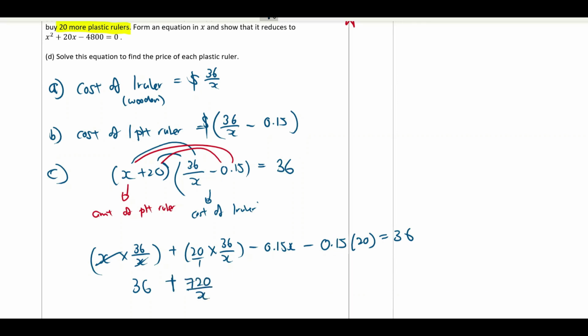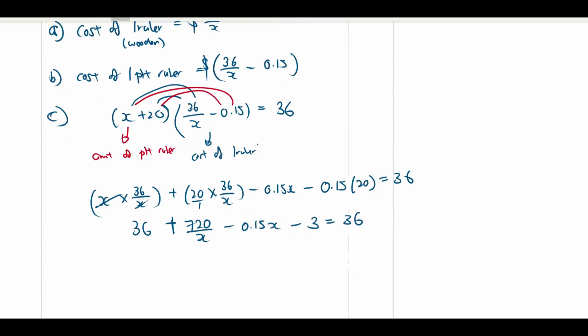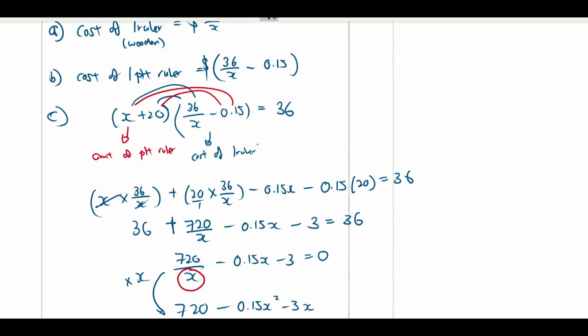36 times 20, 720 over x, minus 0.15x minus 3. Okay, 0.15 times 20 is 3. That would be 36. Bring everything to one side, you will be left with 720 over x minus 0.15x minus 3 equals 0. I want to remove this x as a denominator, so I need to multiply by x to everybody. 720 minus 0.15x squared minus 3x equals 0.